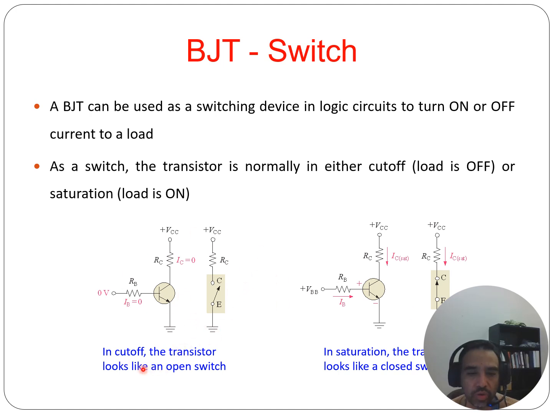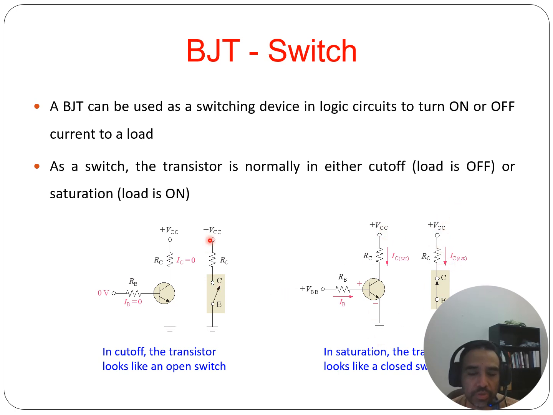So in cutoff, the transistor looks like an open switch. When you have no current to the base, it's going to act like it's open, so you have no current flowing here. This is like an open switch. When it's in saturation, you have this forward bias and current flowing from the collector to the emitter, so it looks like the switch is closed.